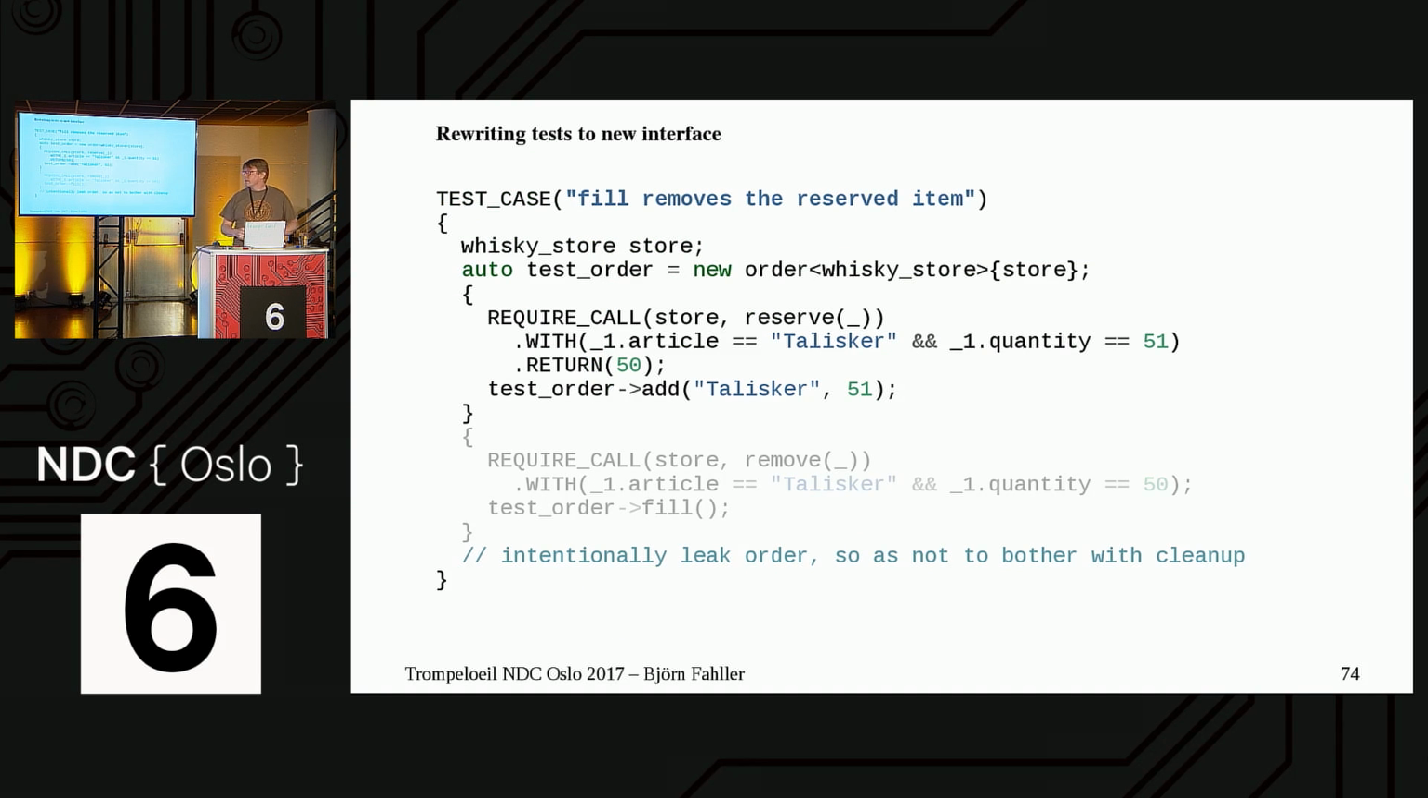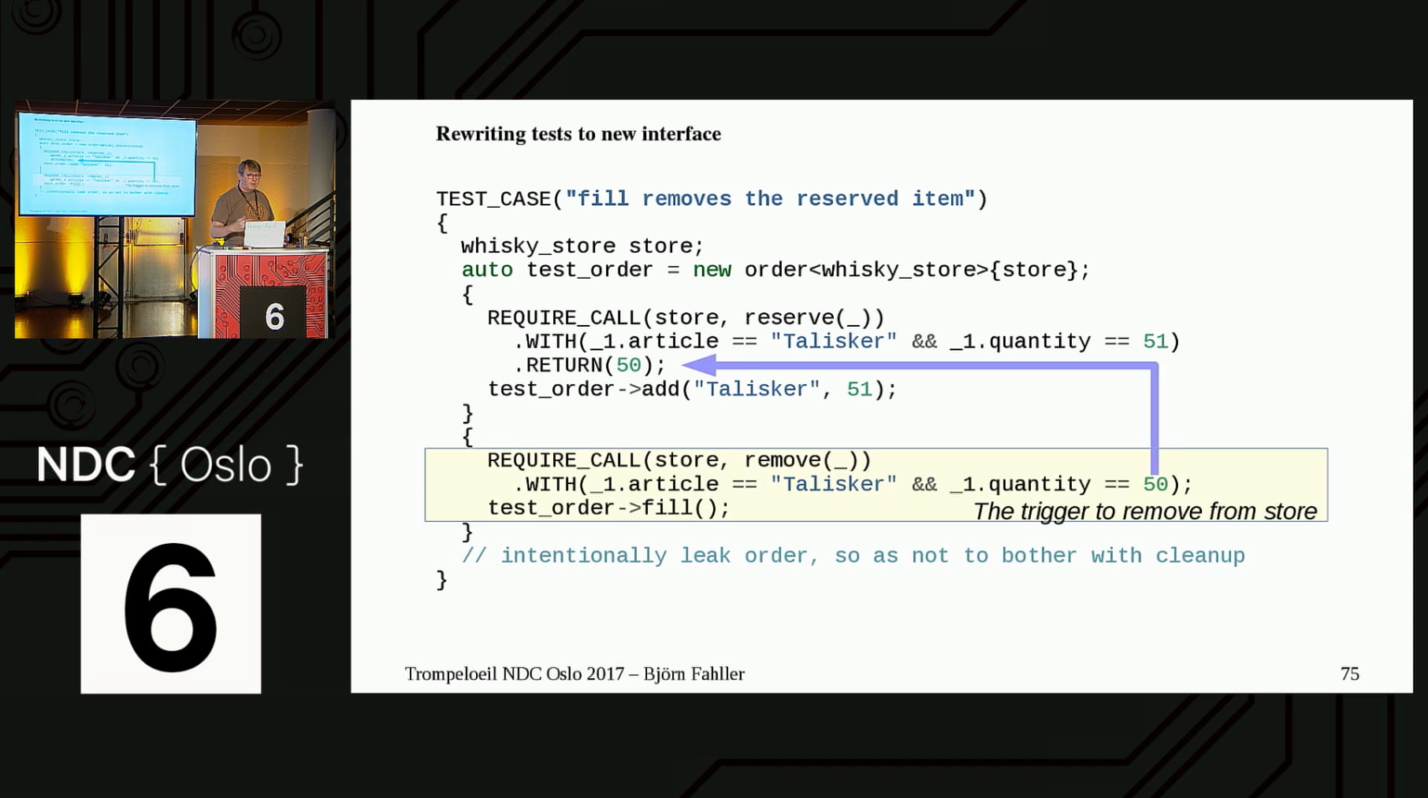So we can create yet one test. Fill removes the reserved item. So the first part is exactly the same as we saw before, no difference at all, but then a second scope with a requirement to call remove.